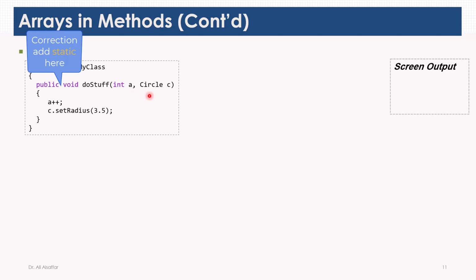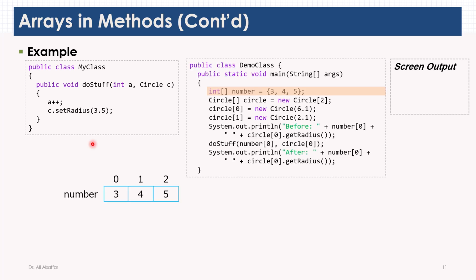Remember the definition for Circle, it has a radius as a data member, and also it has setters and getters for this radius. What does this method do? It simply increments A and simply accesses the object pointed by C and changes the radius of the circle. To show you how this method is called with such parameters, we have written a demo class that consists of only a main method.